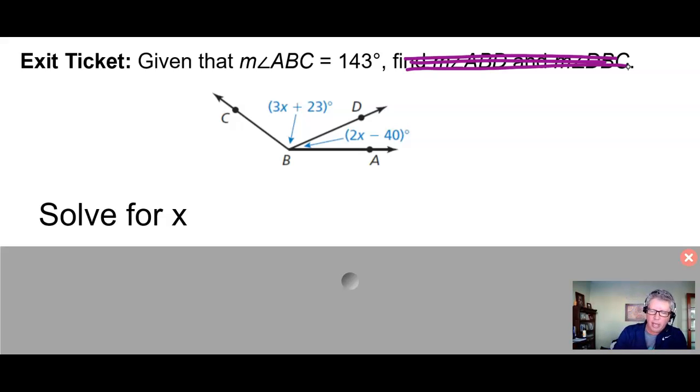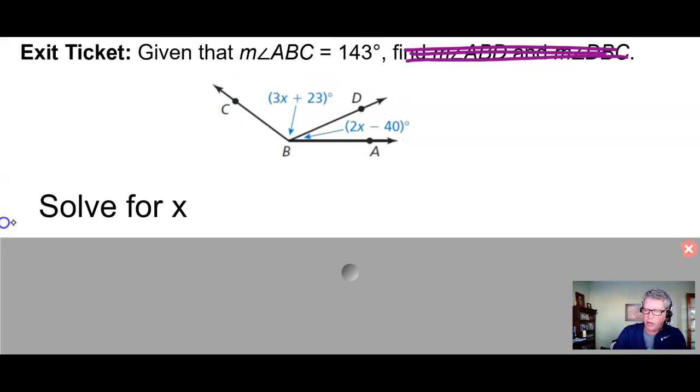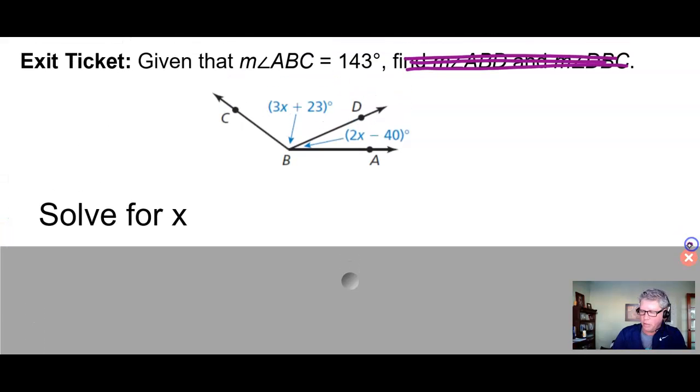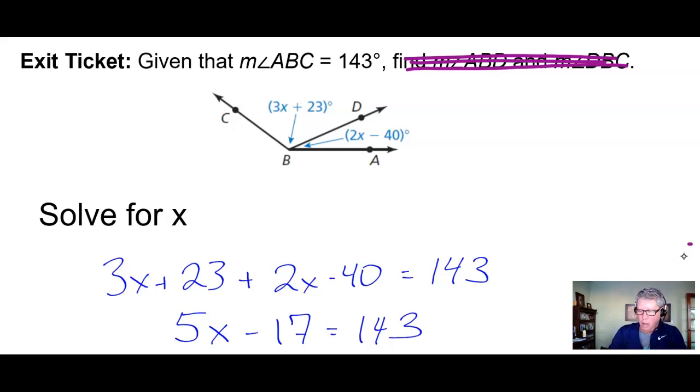Okay, we're back, and hopefully that worked out for you. So let's set it up. We know that little plus little is equal to big. The 143 is the big angle, ABC. So we set up 3x plus 23 plus 2x minus 40 equals 143.